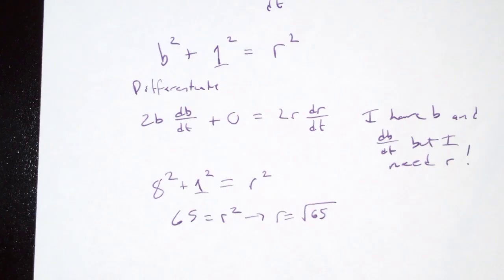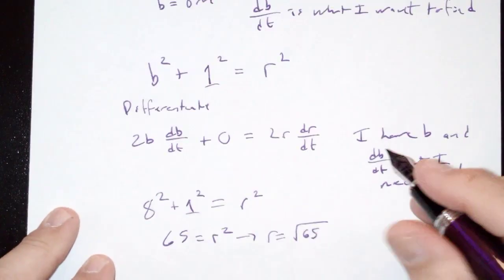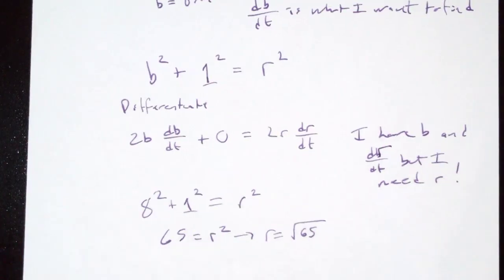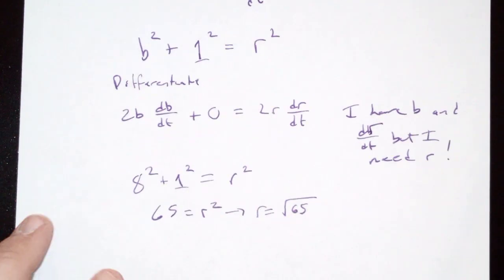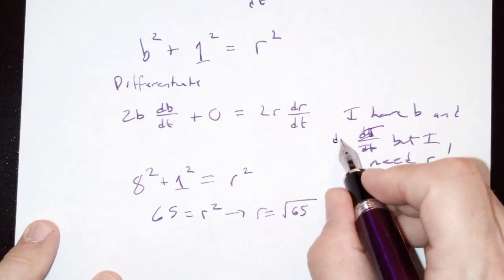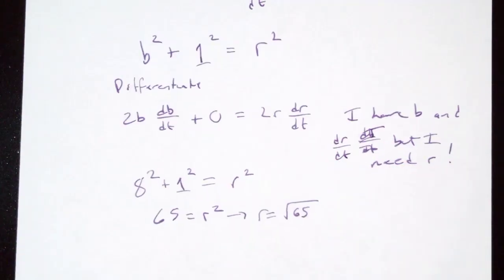Well, now, I'm sorry, I have B and dr dt. I don't have dB/dt. I'm looking for dB/dt. My apologies. I wrote the wrong thing. But that means I can put all of these numbers in here now.